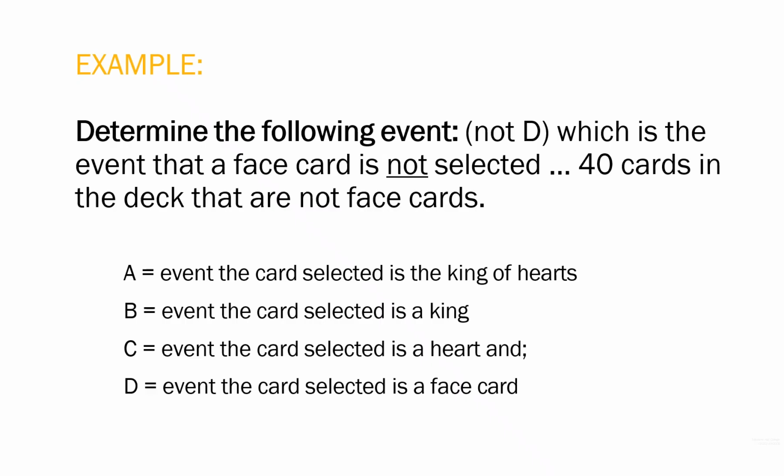So not D is the event D does not occur, the event that a face card is not selected. We've got 40 cards in the deck that are not face cards. And so the solution to this would be that there are 40.